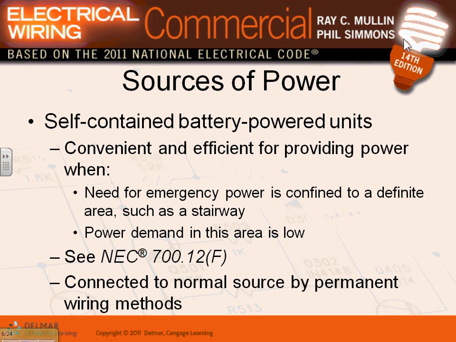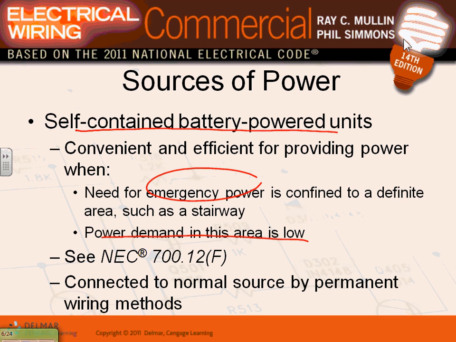So for these, you can have what they call self-contained battery power units, a big fat name for bug eyes. Remember the bug eyes that we did? These are convenient and efficient. You put them for emergency power confined to a definite area such as stairways, where power demand in these areas is low. So these are the areas where you can put self-contained bug eyes.